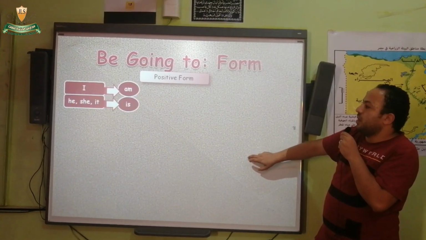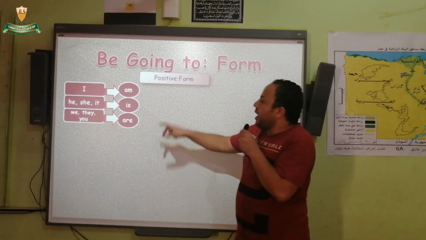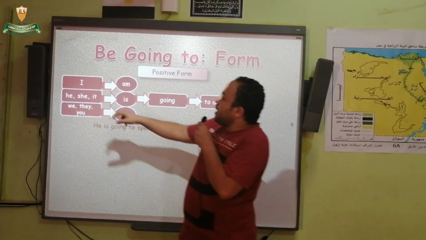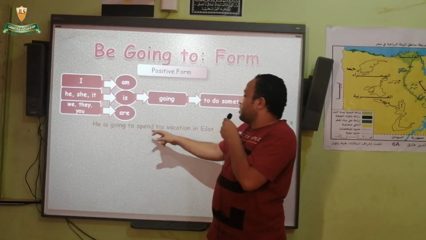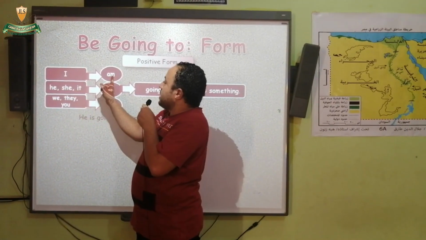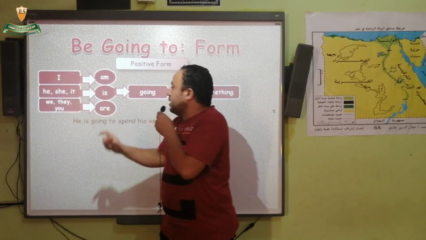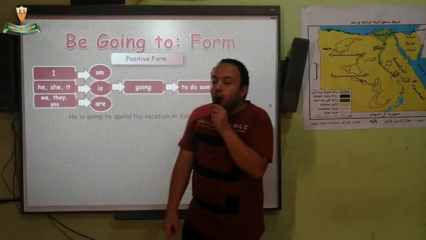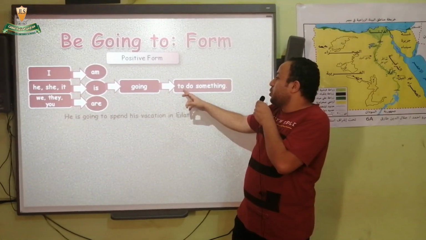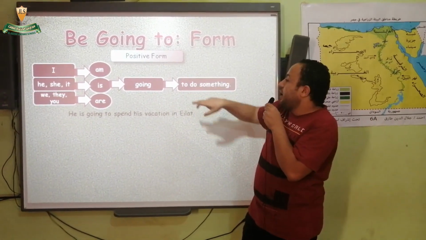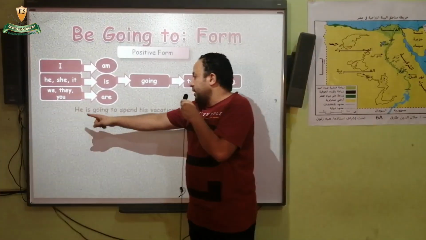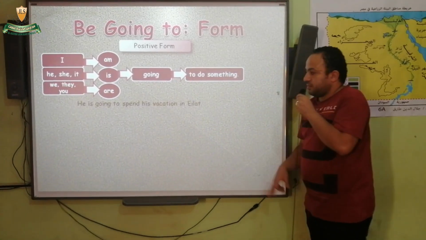Going to. The positive form: am, is, or are plus going to. For example, he is going to spend his vacation in Iliad. I comes with am, he or she comes with is, and we, they, you come with are. So am, is, or are plus going plus to, where to is followed by the infinitive. So going to do something. For example, he's going to spend his vacation in Iliad.